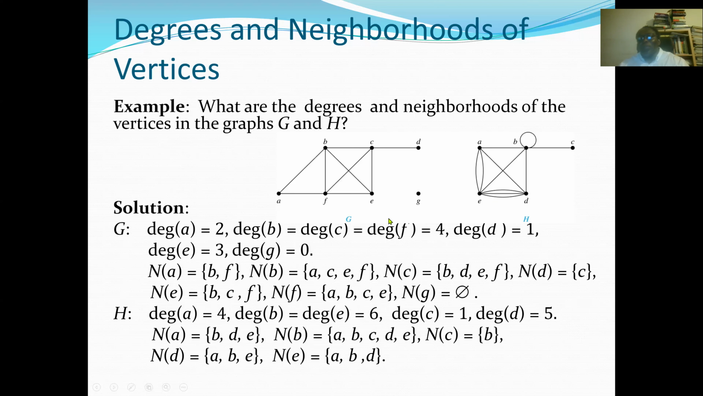So that's a good example for what is neighborhood, which is also the adjacent vertices, and also what's the degree of a vertex. So degree of a vertex in an undirected graph is the number of edges connected. And neighborhood will be the vertices that are connected to the vertex that we are looking at.